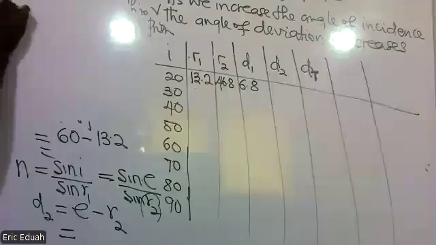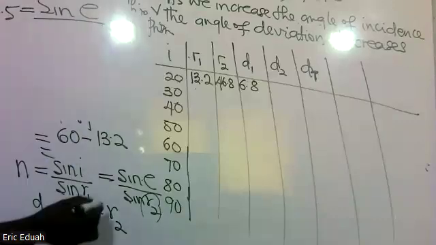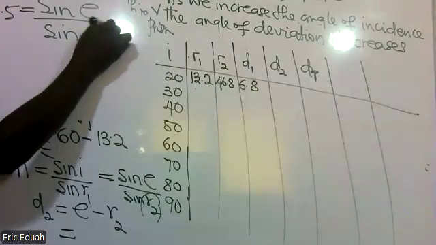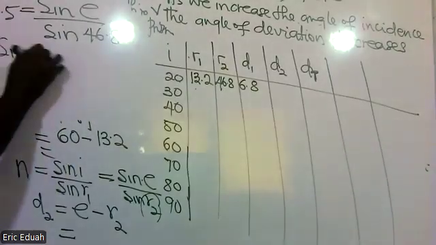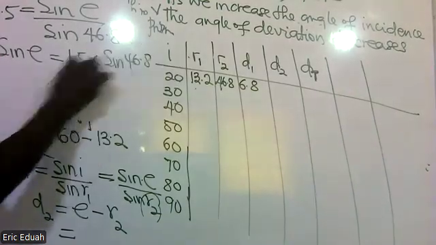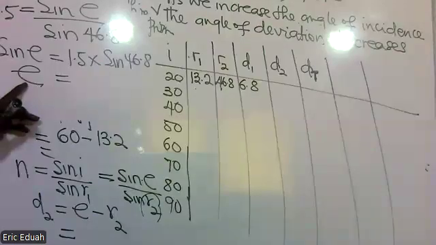Okay, so 1.5 is equal to sine of E divided by sine of R2. R2 is 46.8. Therefore, sine of E is equal to 1.5 times sine 46.8. Please help me determine the value of E. What's the value of E? 1.093. No, the value of E. E. Yes. Okay.